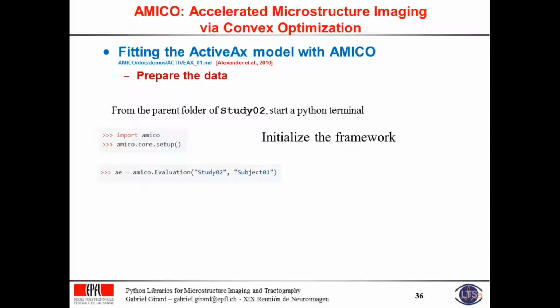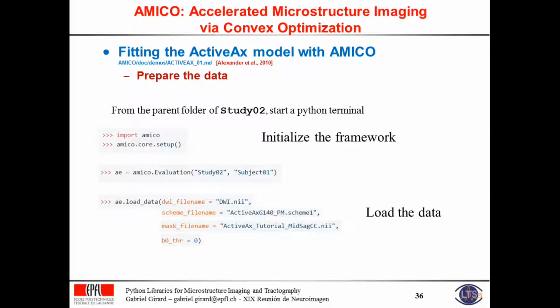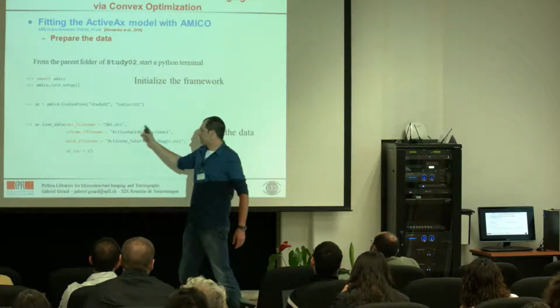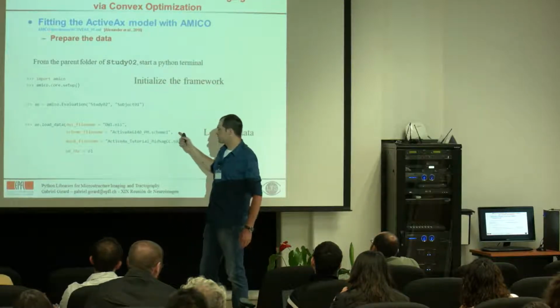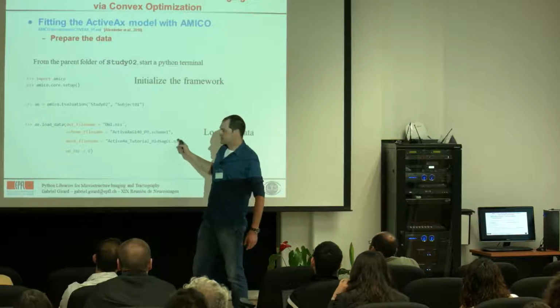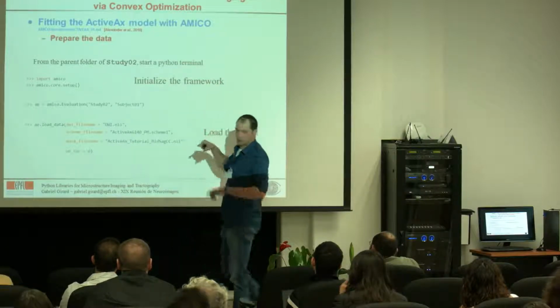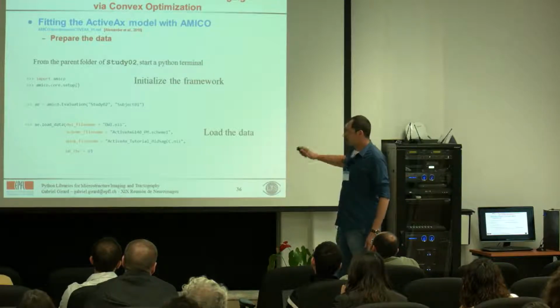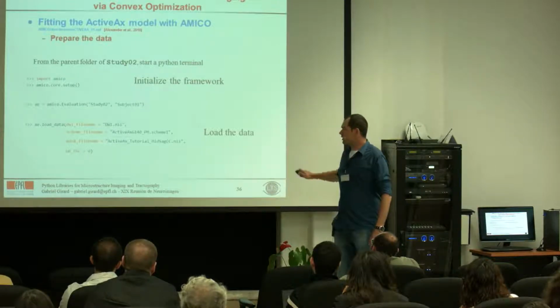So you set the parent folder, the subject that you are interested in, and then you tell Amico which are the diffusion images file, which is the scheme, the acquisition scheme, and the mask if you want to compute Amico on the brain or on the white matter only, for instance. So with this, you set up Amico and you load the data.